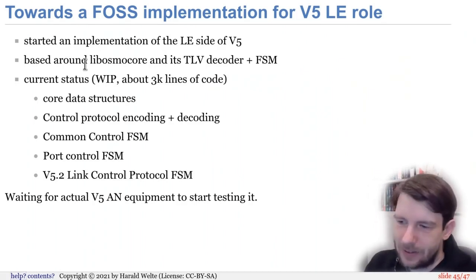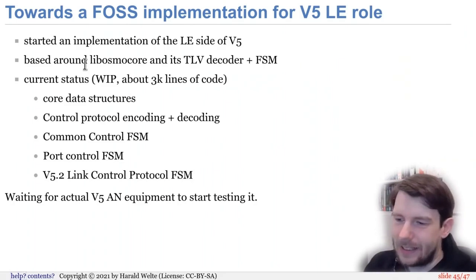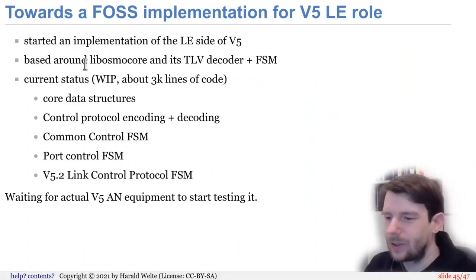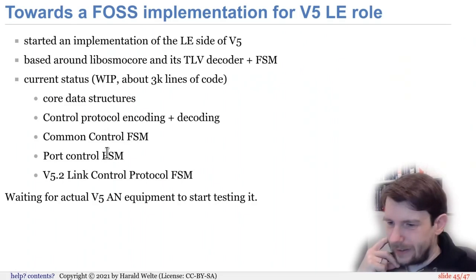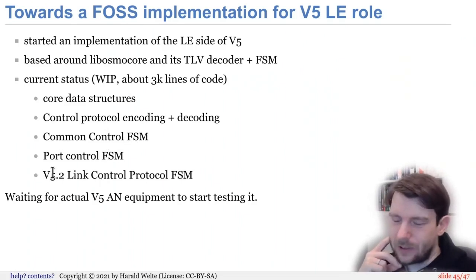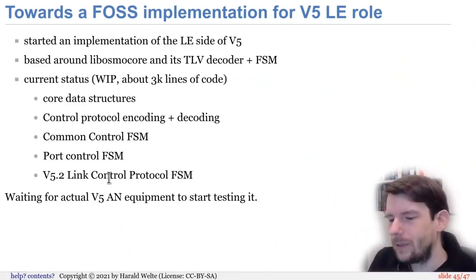I have the core data structures abstracting the different logical parts of the stack. I have the decoding and encoding of the control protocol, and a couple of finite state machines for common control and port control. I also started with the V5.2 link control protocol, but of course, first I want to get the V5.1 working, because that's much simpler before moving on to V5.2 as a second step.